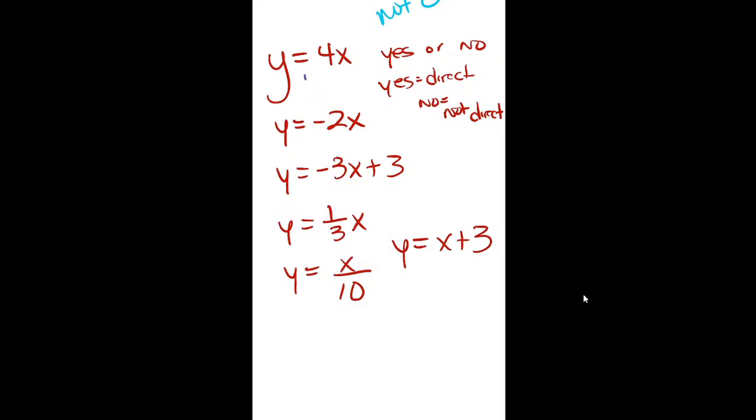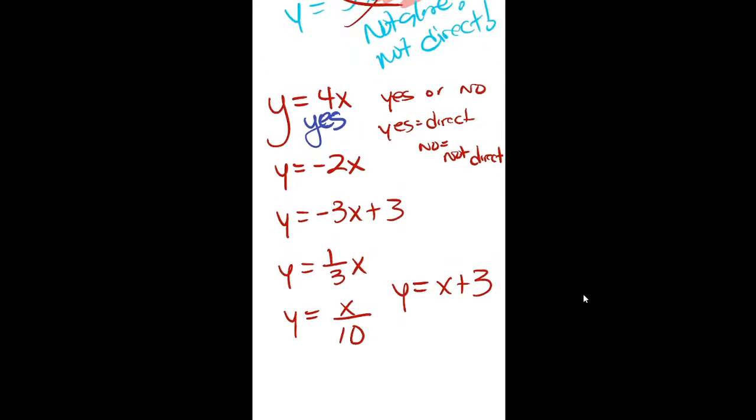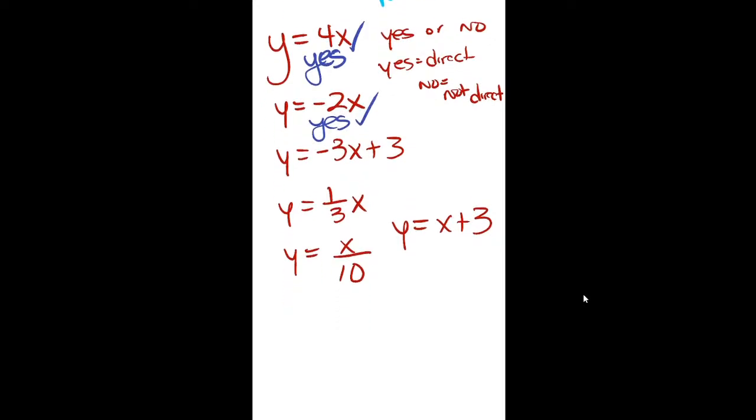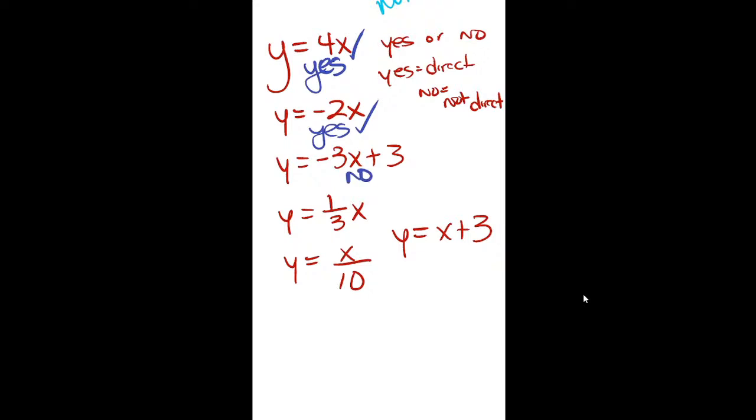So this one is a yes. Okay, it's increasing by 4, and when x is 0, y is 0. This is good to go. This is a yes. When x is 0, y is 0, and it's increasing or decreasing by negative 2 here. So that's a yes. This should be a no, because when x is 0, y is 3. That is not a direct relationship, okay?